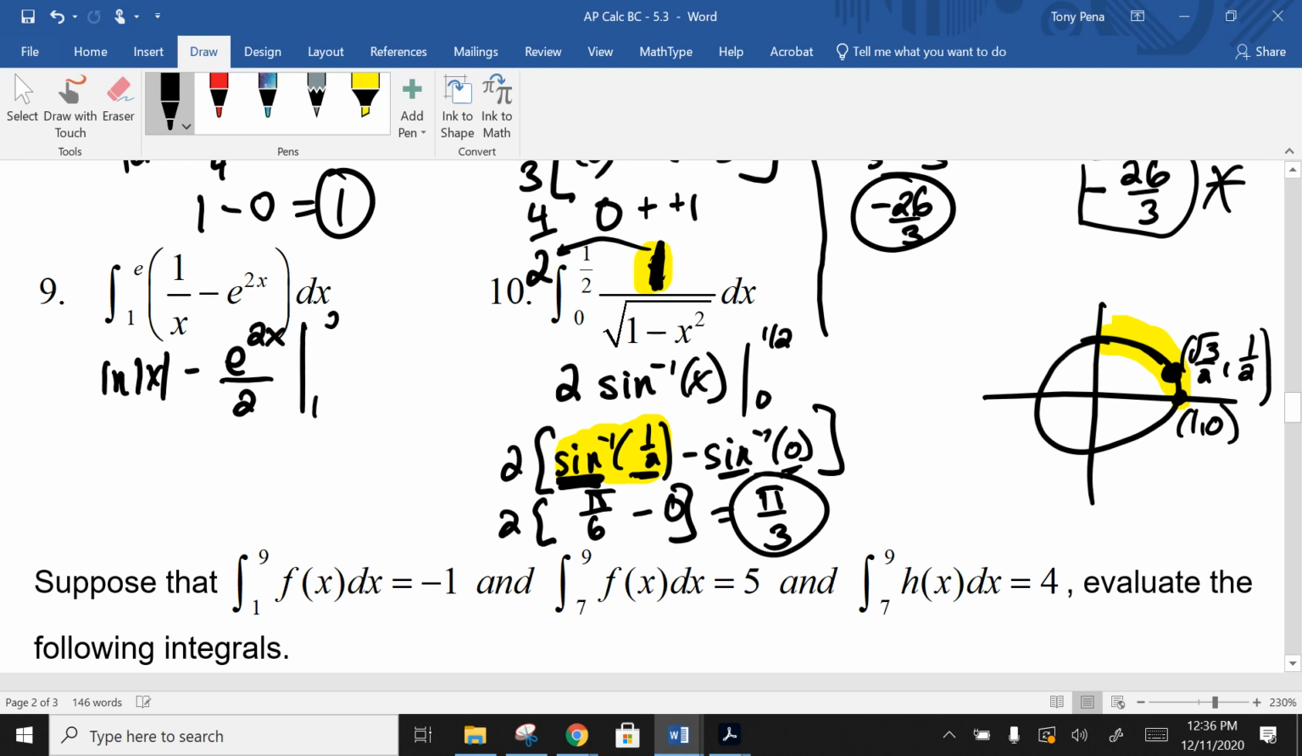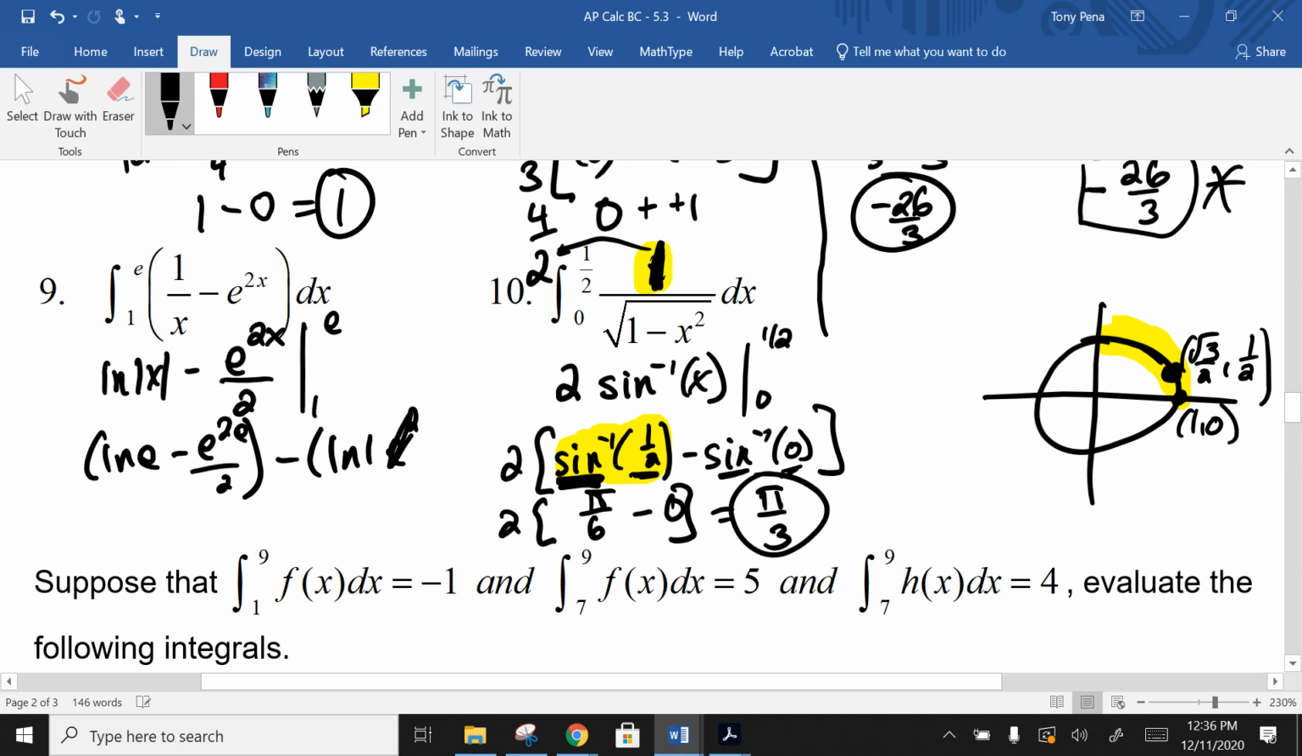We're evaluating that from 1 to e. Upper limit we throw in, lower limit you're going to throw in. All right, a little review of this, the natural log of e, that's our value of 1.